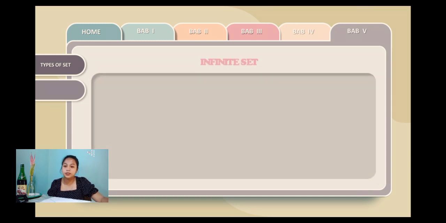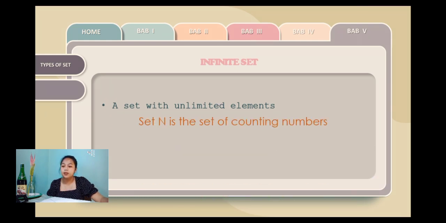Next is the infinite set, or walang katapusan. A set with unlimited elements. For example, set N is the set of counting numbers. Let N is equal to {1, 2, 3, and so on and so forth}.